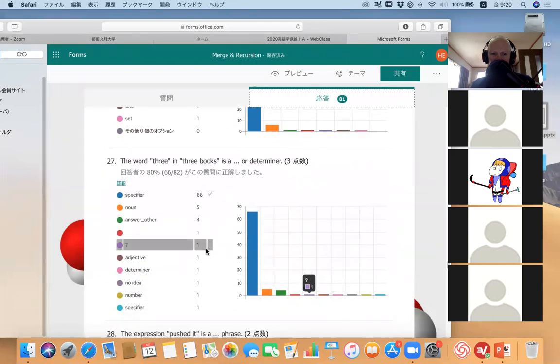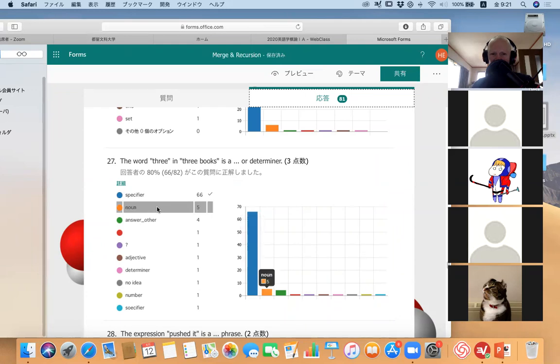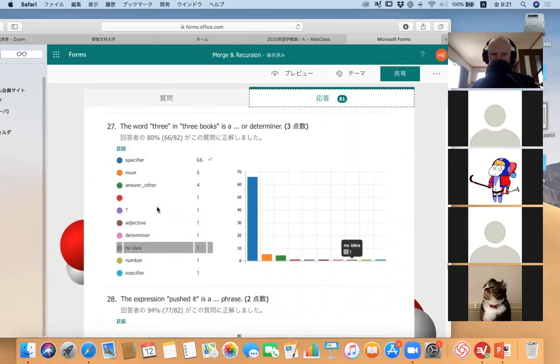The word three in three books is a specifier or a determiner. Now, again, it's not really an article. It's not a definite article or an indefinite article, but it's still a specifier, right? You can say article in the case of a or the, but rather than saying that, say specifier or determiner. Specifier or determiner is probably better. Okay. The word three is not really a number or determiner. Well, it's a kind of specifier that gives the number, right? Not a determiner or determiner.